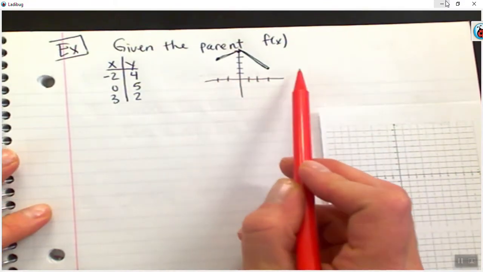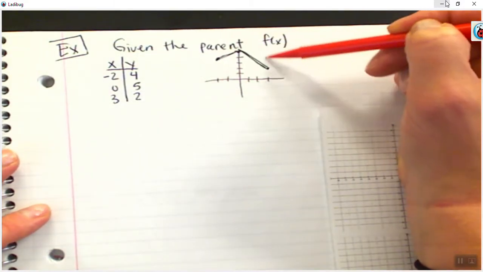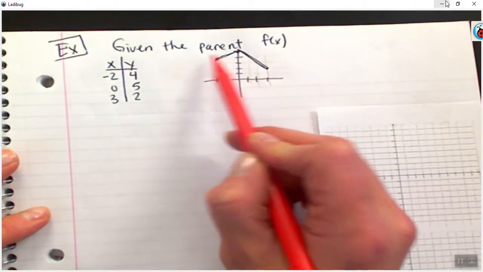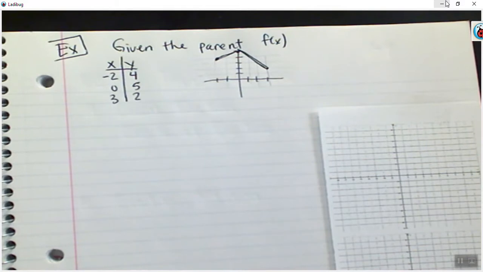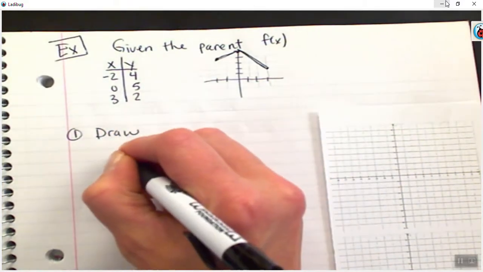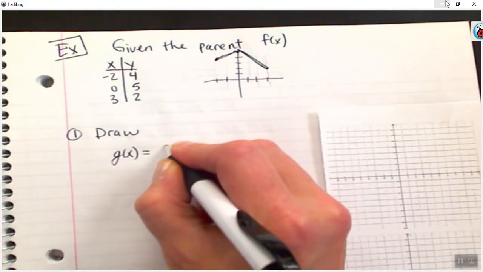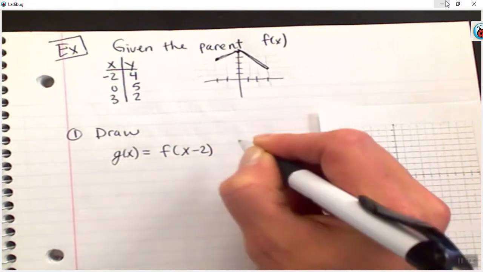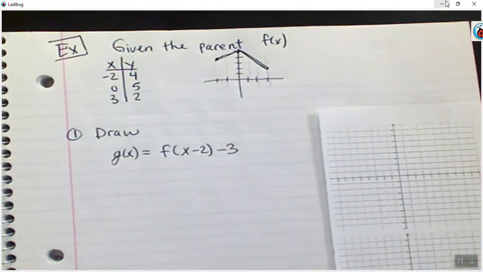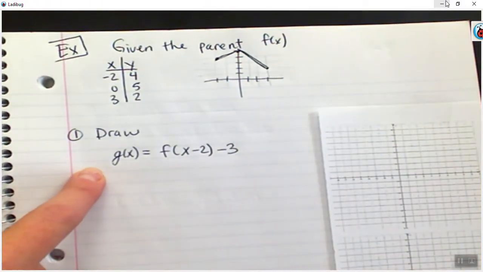You don't need a grid, but I see some of you questioning. There you go. You don't need a grid. 3 points, 2 line segments. First example. Draw g of x equals f of x minus 2 minus 3. Okay, so now I'm giving it to you in function notation. And I've given you f of x up here, and we are going to draw g of x.